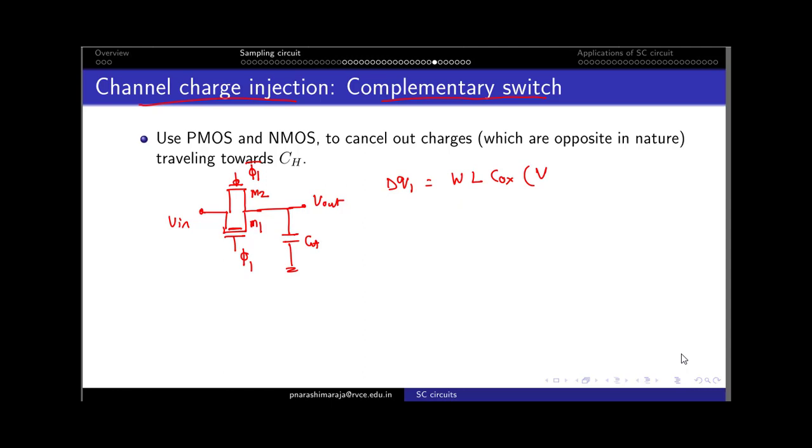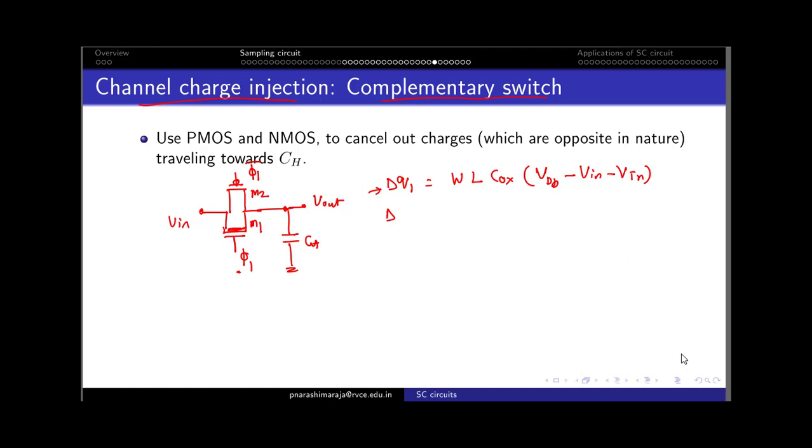Where VG is connected to a positive potential in order to make this device on, which I take as VDD, minus the VS term, where VS is assumed to be equal to Vin at the moment I'm trying to turn off the device, minus VTN. And this is the channel charge that I have across my NMOS channel.